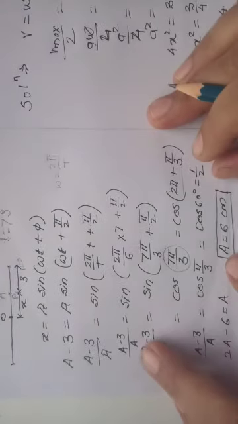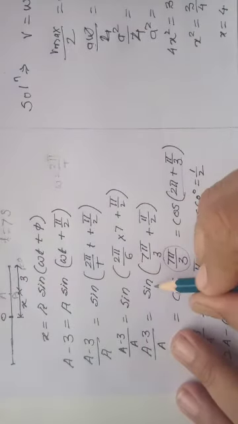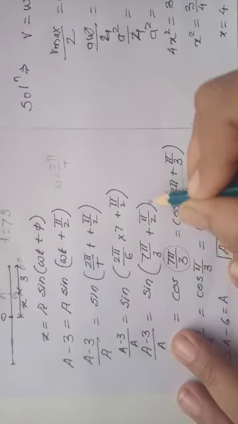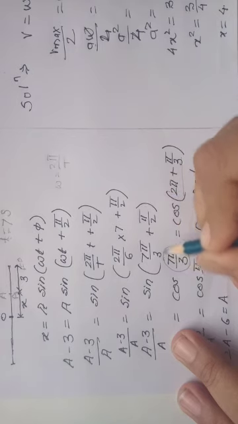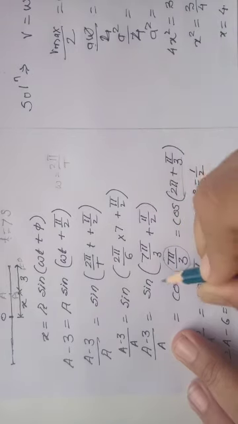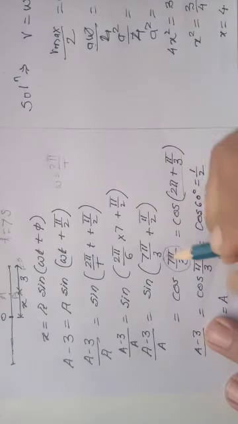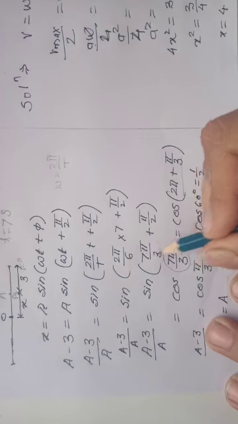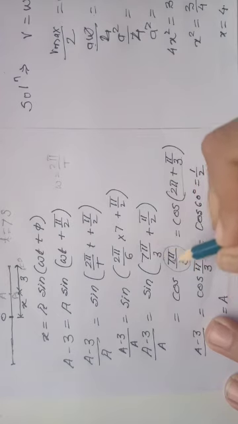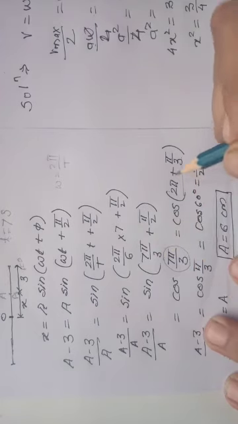So a minus 3 upon a is equal to sine of 7 pi by 3 plus pi by 2. Here we use the allied angle formula. Sine theta plus pi by 2 is equal to cos theta. So I can directly write here cos 7 pi upon 3. Here in the problem there is a small mistake, you can see it in the book.